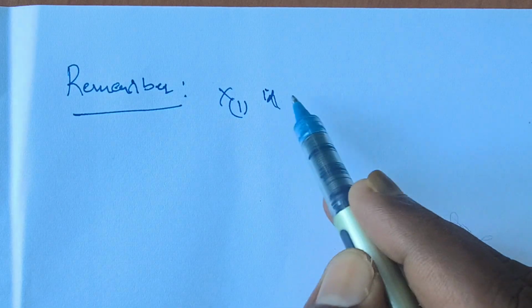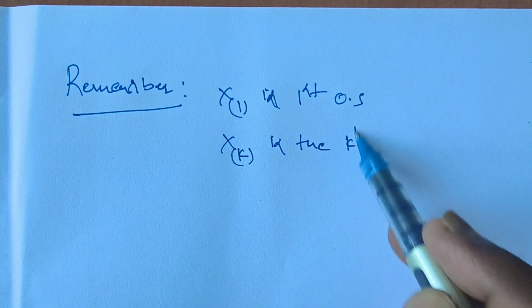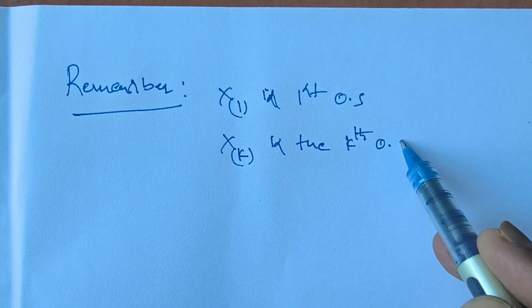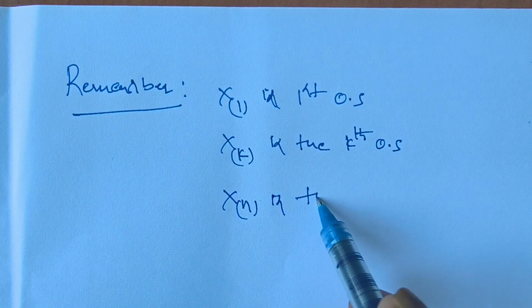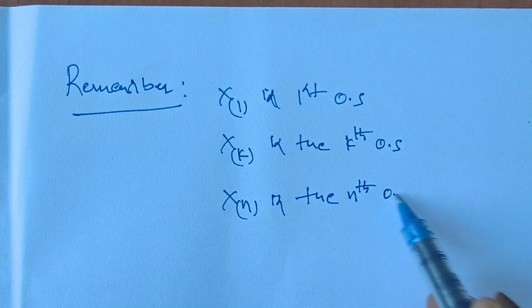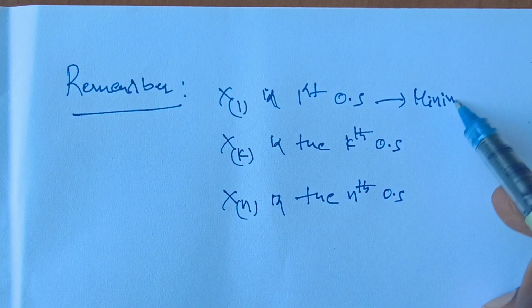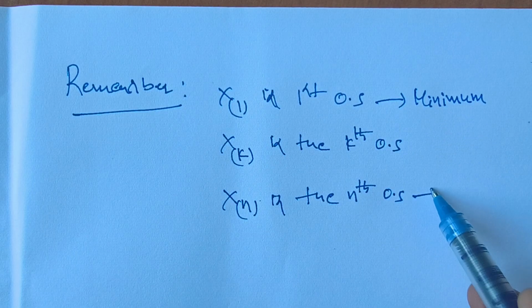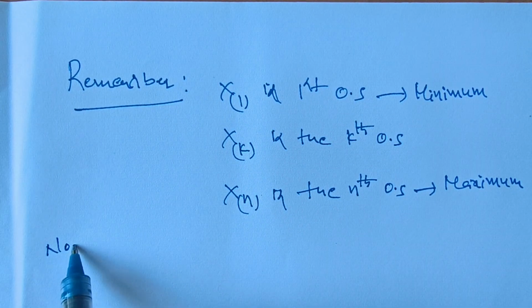Okay. Now remember, in the order statistics case, X suffix bracket 1 is the first order statistic. We know that X suffix bracket k is the kth order statistic, and X suffix bracket n is the nth order statistic. X suffix bracket 1 is also known as the minimum, and X suffix bracket n is the maximum value.